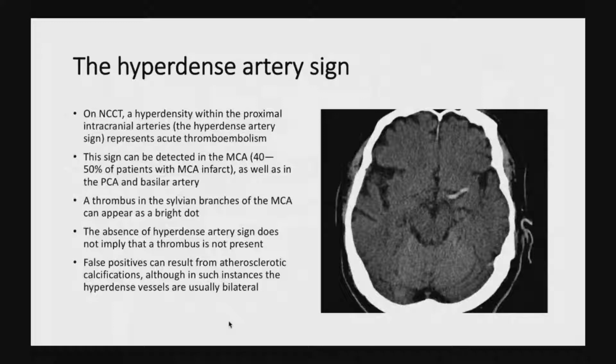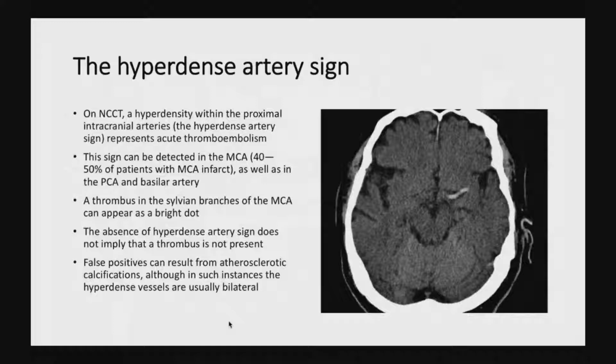Now, when we image patients with acute ischemic stroke, there are 4 critical questions that we need to ask. Number 1, is there intracranial hemorrhage? Number 2, is there a large vessel occlusion? Number 3, is there part of the brain that's irreversibly injured, and that will be the core infarct? And number 4, is there part of the brain that's still salvageable or at risk, tissue at risk? And that part of the brain will be the penumbra tissue.